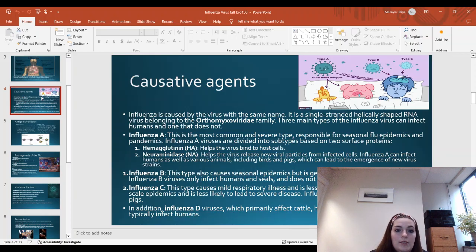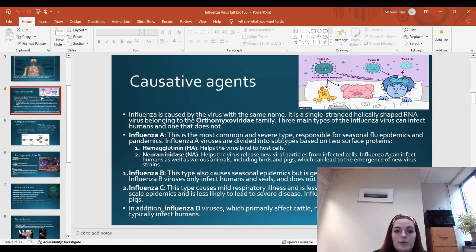And then the next one is influenza B. This type also causes seasonal epidemics but is generally less severe than influenza A. Influenza B viruses can only infect humans and seals and do not have any subtypes like influenza A does. Influenza C, this type causes mild respiratory illness and is less common. It does not cause large scale epidemics and is less likely to lead to severe disease. Influenza C mainly infects humans and pigs.